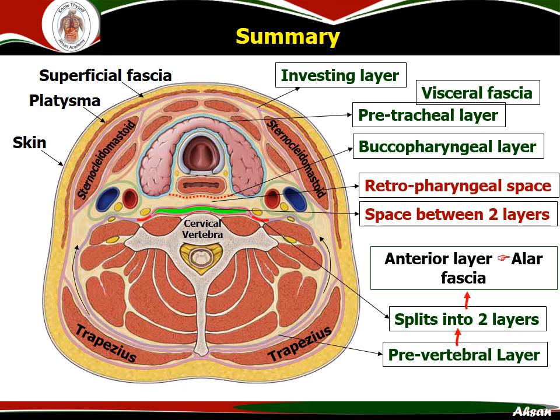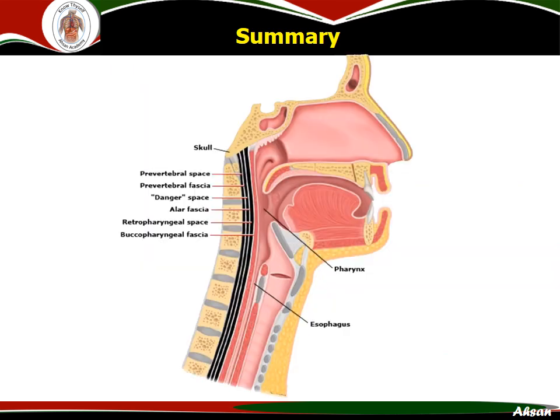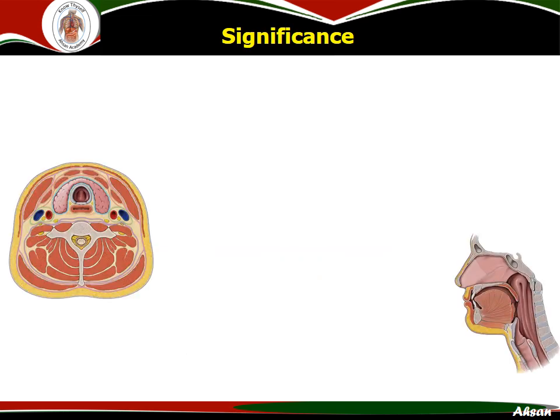The anterior layer of the prevertebral fascia, which lies in front of the vertebra, is also known as the alar fascia, and the space behind it, in front of the posterior layer, is the alar space. This is also known as the danger space. You can see all these spaces lying behind the pharynx and esophagus, going to the thorax, extending from the base of the skull.